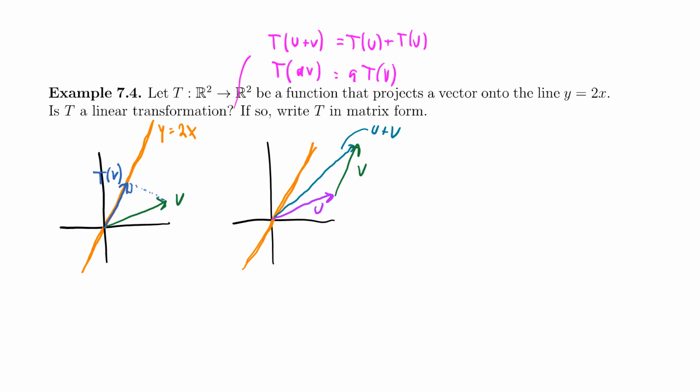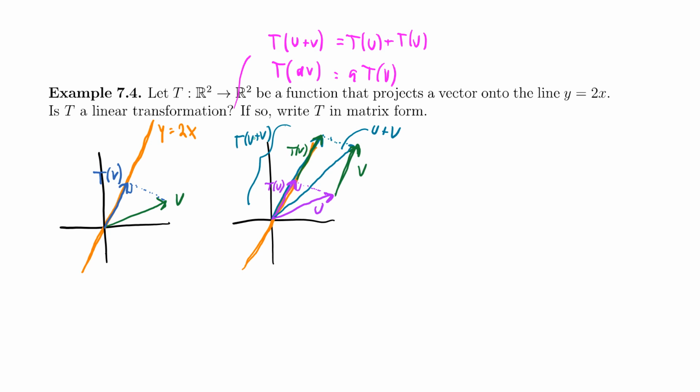So let's see what is the T of u, T of v, and T of u plus v. T of u is going to be the image of u onto the orange line, the projection of u onto the orange line. So if I draw the perpendicular line here, T of u is going to be this vector here. What about my T of v? My v is this little vector here. So the projection of v onto the orange line is going to be this little vector here. So this is my T of v. And my T of u plus v is just going to be the image of the whole u plus v, so it's going to be my teal vector here. This is my T of u plus v.